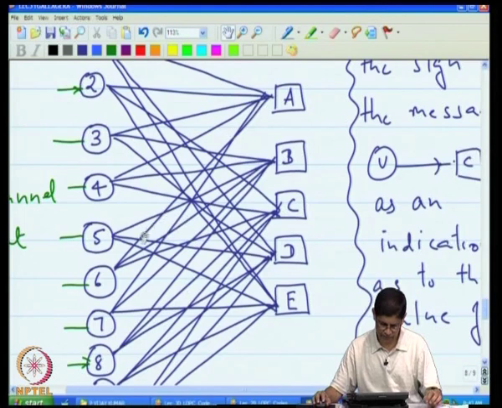So, once again, the sign of the message going from 8 to 6 is an indication of the value of 6. So, if that disagrees with the true sign of 6, then we say that that message is an error.